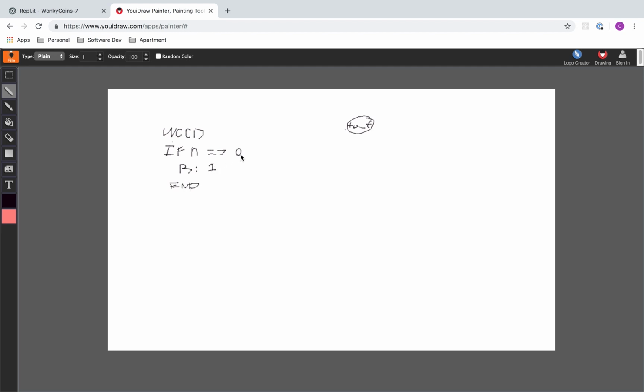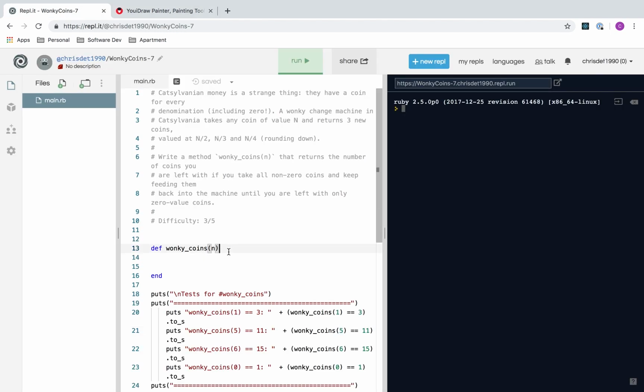But now if it's not equal to 0, what am I going to do? Well, I'm going to take all the non-zero numbers. So if the n coming in is not equal to 0, that means it's a non-zero number, then I'm going to take wonkyCoins of n over 2, and then n over 3, and then n over 4, and I'll send that back into this machine until it gets all the way down to 0, and then we return all this again. Once I write this out, it'll make a little more sense.